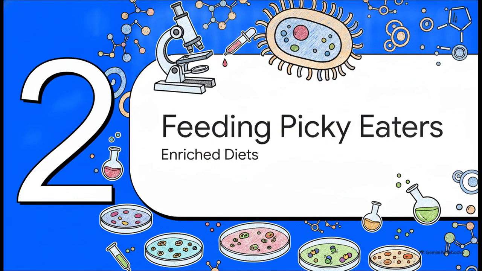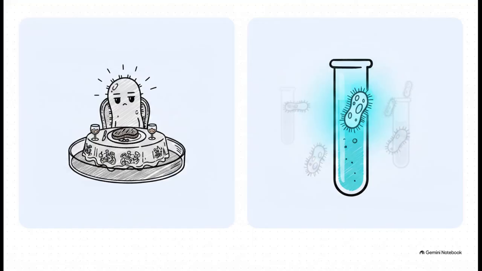Section 2. Feeding the picky eaters. Now, what's really interesting about this slide is that it clears up a massive point of confusion in the lab, the difference between enriched medium and enrichment medium. I know they sound absolutely identical, but they do completely different jobs. An enriched medium is typically solid. It's a basal medium supplemented with extra rich nutrients, like blood, specifically to support fastidious organisms. Those are the highly picky eaters.